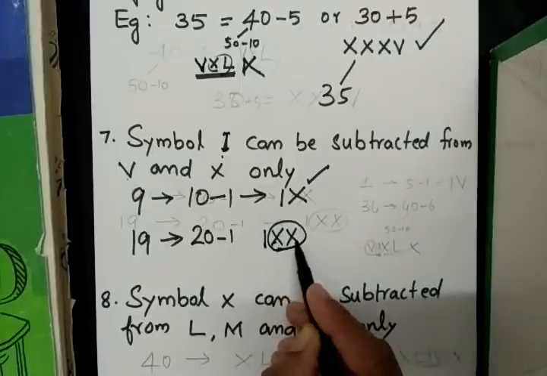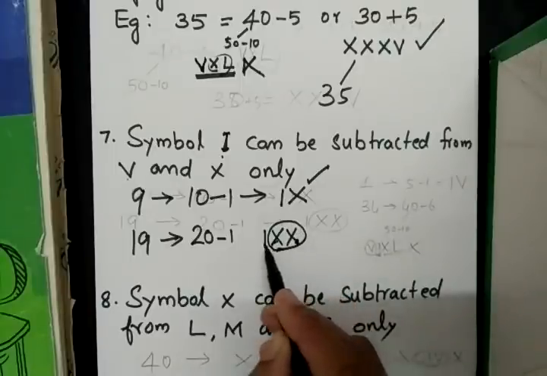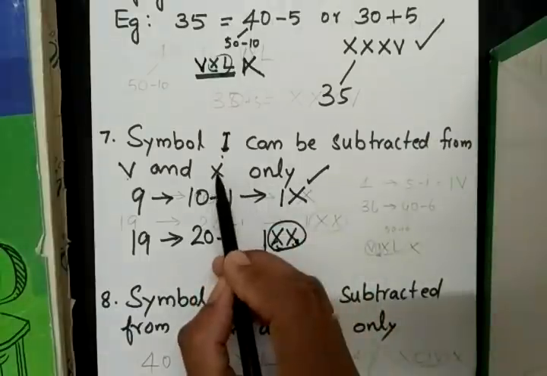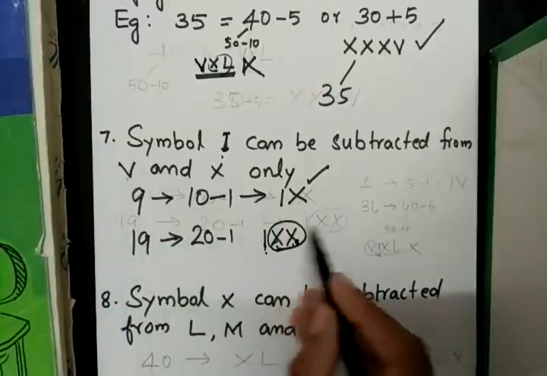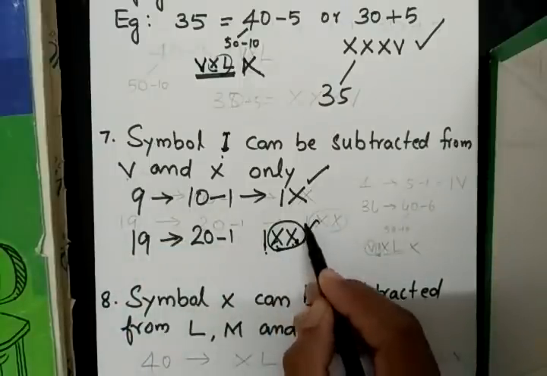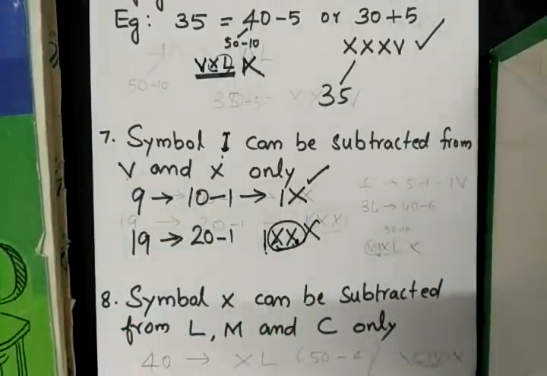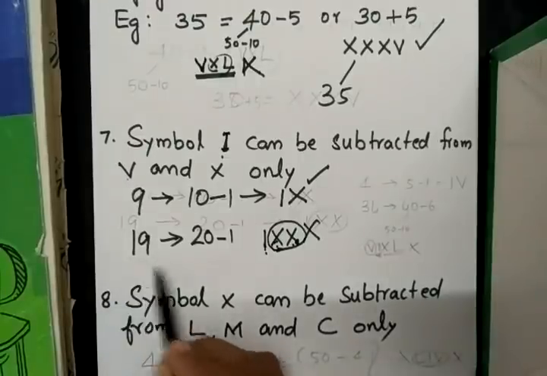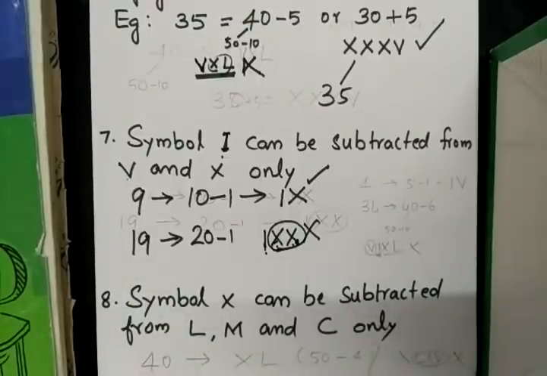It is XX. This is 2 times X. That is double X. We cannot subtract I from double X. We can subtract only from X or V, a single one. So this is wrong. How will we write 19 then? That we can see later. We cannot subtract like this. Correct?